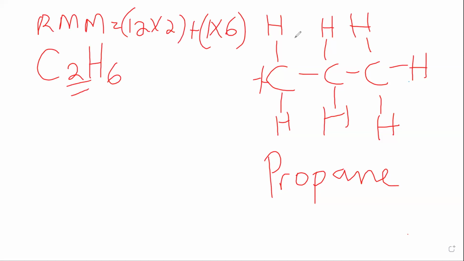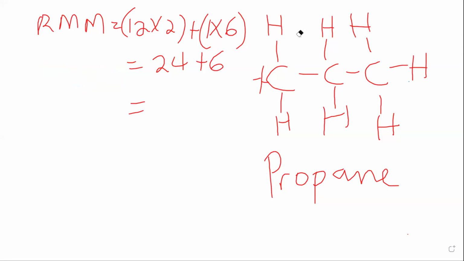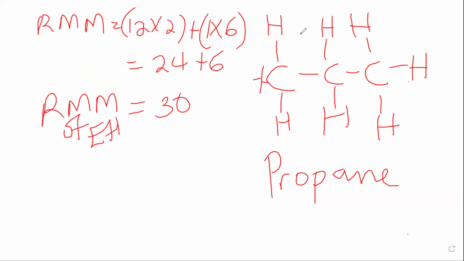What is 12 times 2? 24, good. And then what is 1 times 6? 6. So when we add them, what does it give us? 30, very good. So that means the RMM of ethane is 30. So this is the molecular mass. That is how much it weighs.